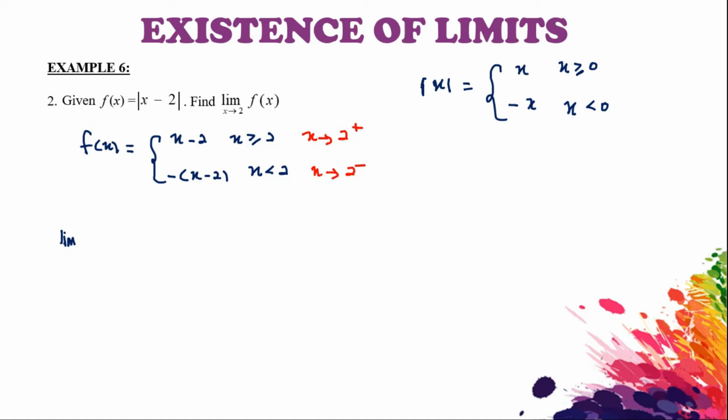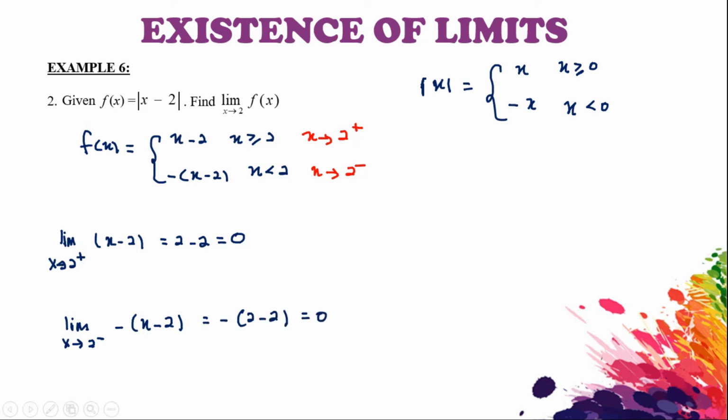So now we have the limit as x approaches 2 from the right. Which function is for the right? As we can see from this piecewise function, we have the function x minus 2. Now we just do substitution. 2 minus 2 equals 0. So the next one, we have to find the limit as x approaches 2 from the left. We know that as x approaches 2 from the left, the function is negative x minus 2. So we just substitute x into the function.